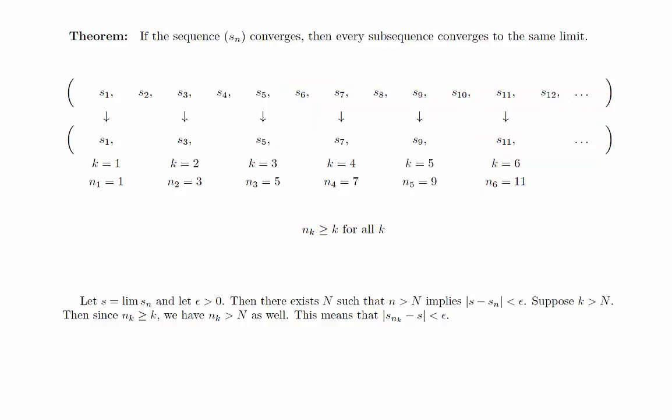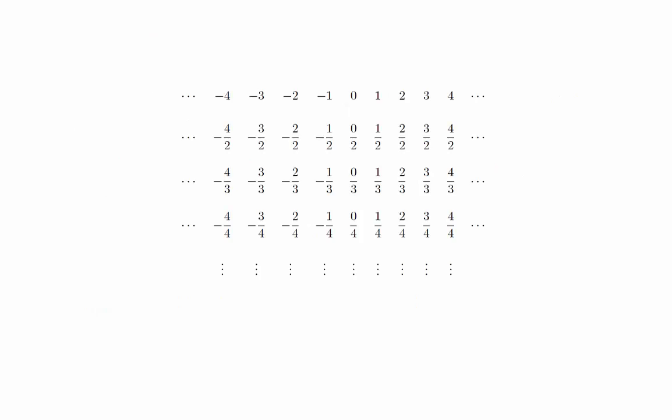To fully appreciate just how complex sequences and subsequences can be, we are now going to consider a sequence that contains every single rational number infinitely many times and has subsequences that converge to every single real number. Consider the following grid of values. Notice that every single rational number is listed somewhere in this grid because we have all possible numerators going left to right and all possible denominators going down.